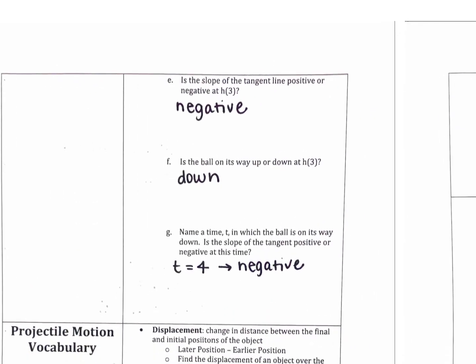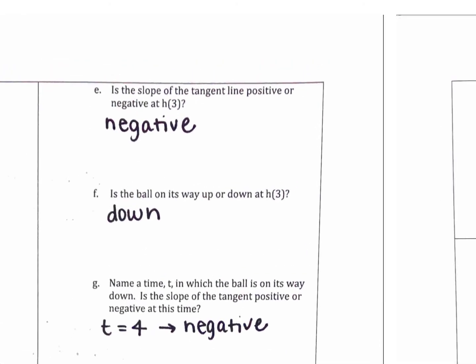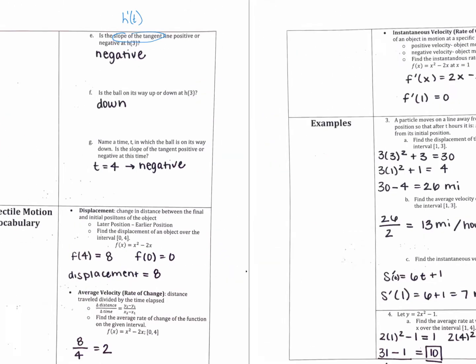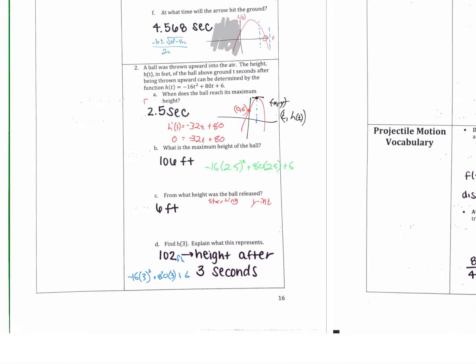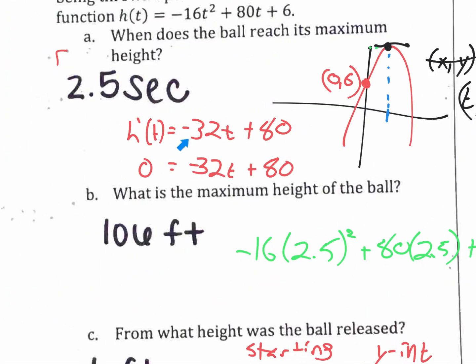Okay. Is the slope of the tangent line positive or negative at 3? Ooh, slope of the tangent line, aka the derivative. Is the derivative positive or negative? Well, we already calculated the derivative. Where did we calculate it? I know it's over here somewhere. There it is. So the derivative function is negative 32t plus 80.